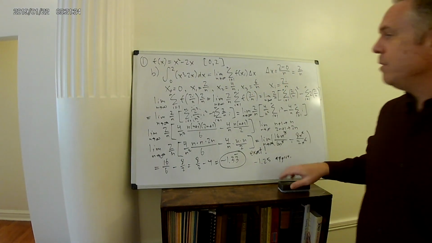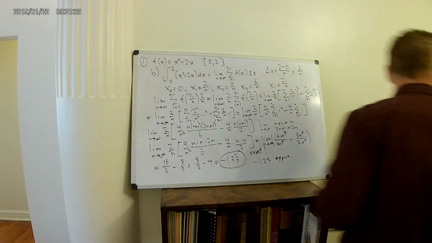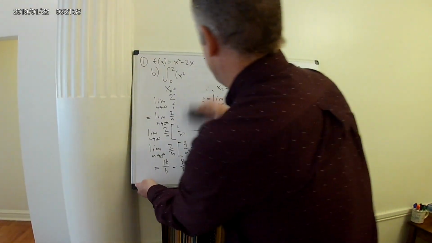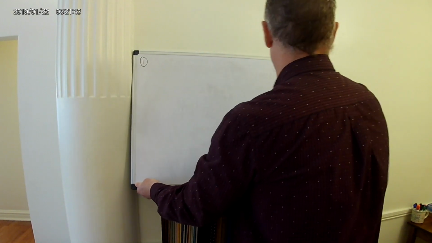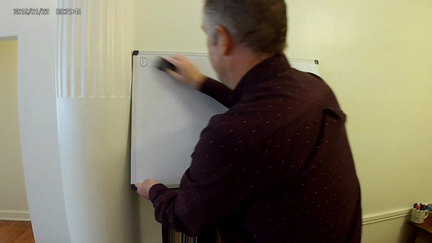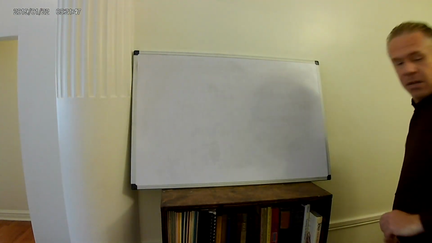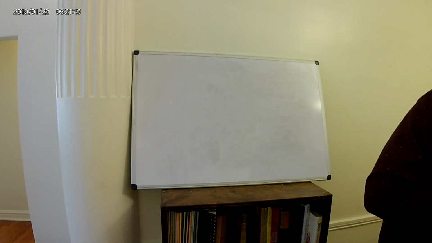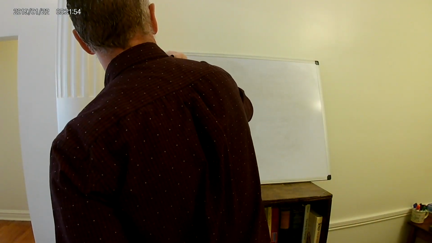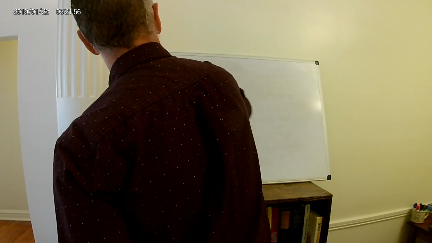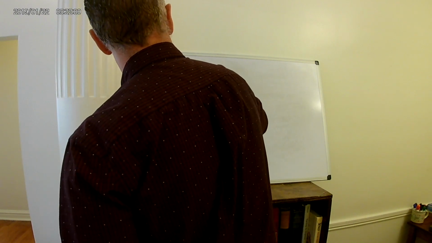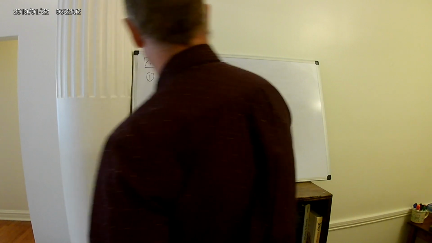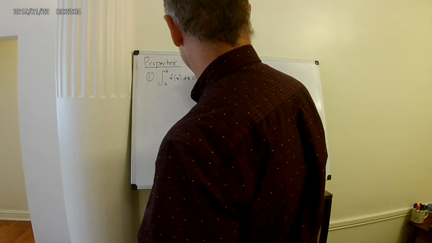Okay, let me just talk about one more thing here before we go. We're going to talk about some properties of definite integrals. So here are some important properties I'm going to write down for you guys. Properties. One property is if you integrate from a to a of f of x dx, if your limits are the same, this equals 0.